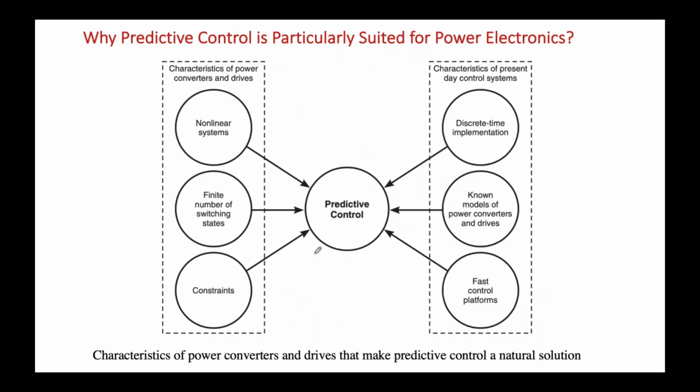Why did this method become so popular nowadays? Why are they adopting predictive control particularly nowadays? Why did it not become popular earlier? By using this slide, we can understand the nature of the power converters and drives available. This is the characteristics of the power converters and drives. This is the characteristics of the controllers of the present days. In present days, what is the nature of the control system? This is the control circuit. This is called the power circuit. With respect to the power circuit, there are two parts: one is the power electronic module and the other is the motor.